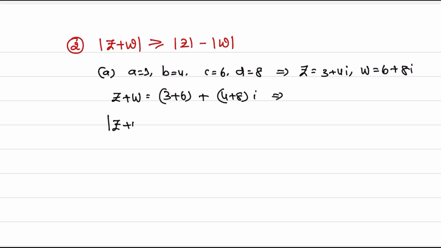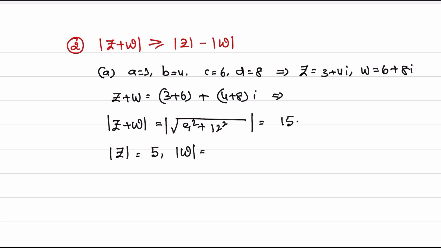Modulus of Z plus W is equal to square root of 81 plus 144, absolute value of 9 square plus 12 square, that is equal to 15. 81 plus 144 is 15 square. The modulus of Z plus W is 15. What is the modulus of Z? Modulus of Z we have found out as 5, refer to the previous one, and modulus of W as 10.